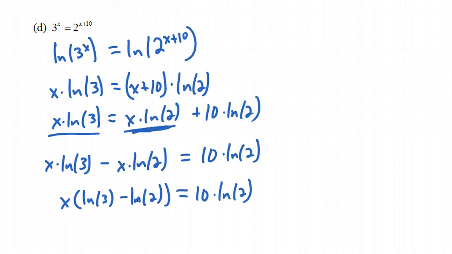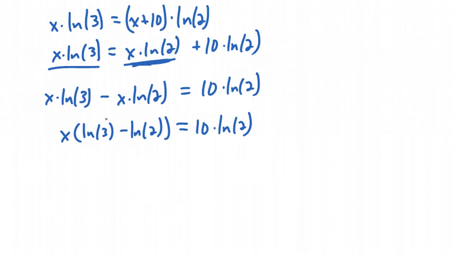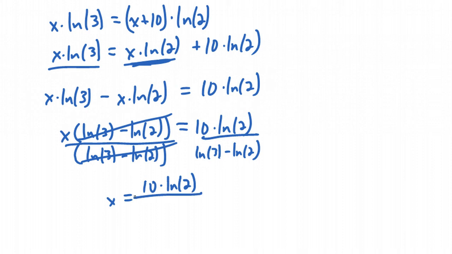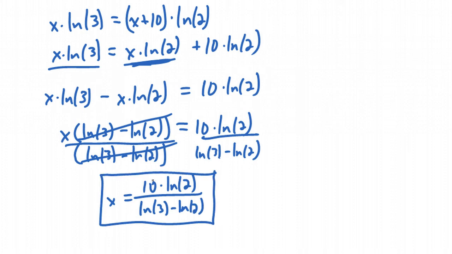Now we have x times something equals something. The way to solve that is to just divide by natural log of 3 minus natural log of 2. You can think of this as being in parentheses, and do the same thing to the right-hand side. And what we end up with is x is equal to 10 times ln of 2 divided by ln of 3 minus ln of 2. Again, you could figure out what this is as a decimal using a calculator. I would be a little bit careful about using parentheses when you use a calculator, but this really is the correct solution.